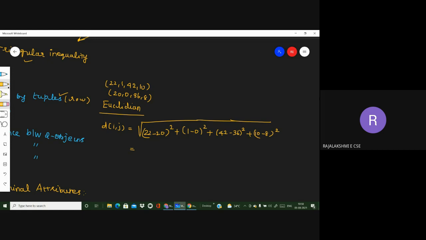42 minus 36, what is it? Am I audible? 6, ma'am. 6. And 10 minus 8? 2. So what is the value totally you are getting here? Root of? Okay, root of 45. So what is root of 45? 6.708. Okay, so the distance between these two rows is nothing but 6.708, which is given by this Euclidean distance.